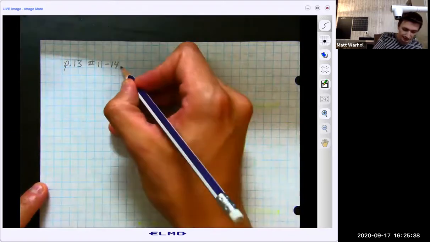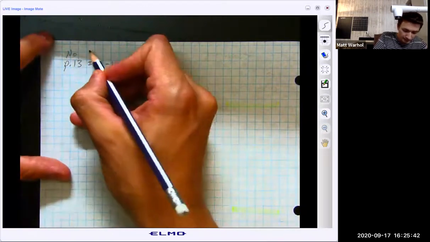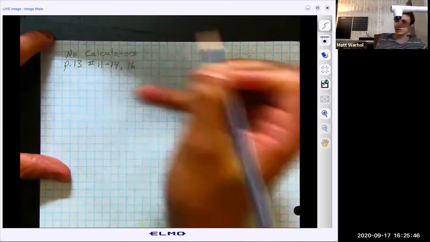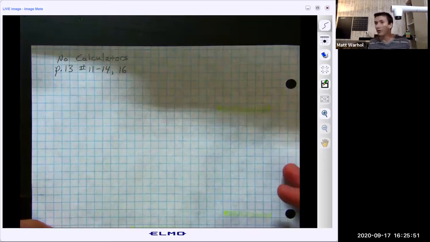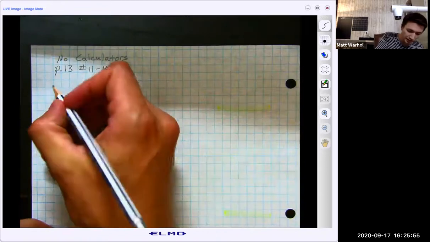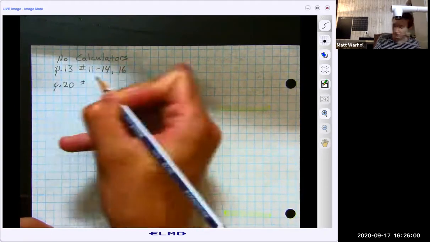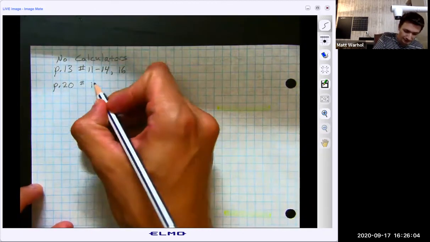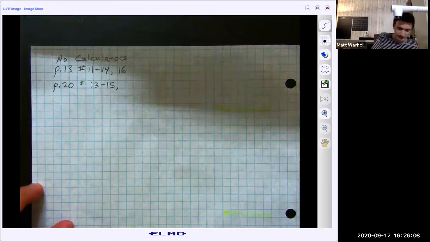and number 16. You know what, with all of this work today, no calculators, not even on the homework, not even to check. Don't even use them to check. Just rely on the patterns that I showed you there. We're also going to do some from the other page. We're also going to do page 20. Again, no calculators. We already did some on page 20. This time we're going to do numbers 13 to 15 and 19 to 22.